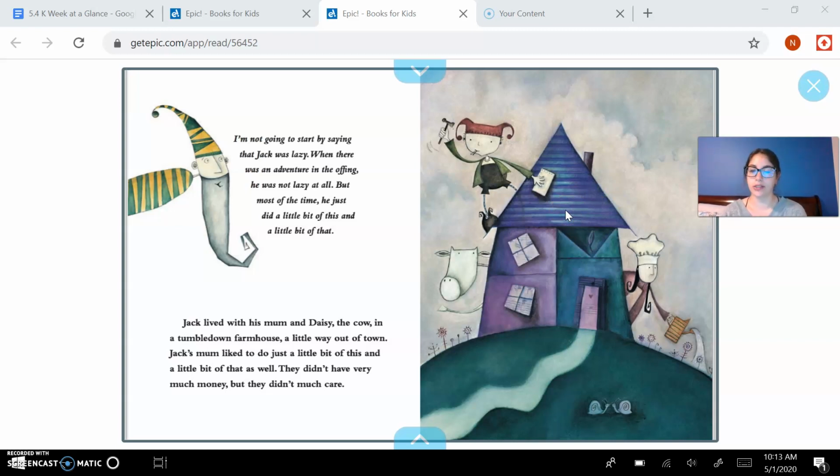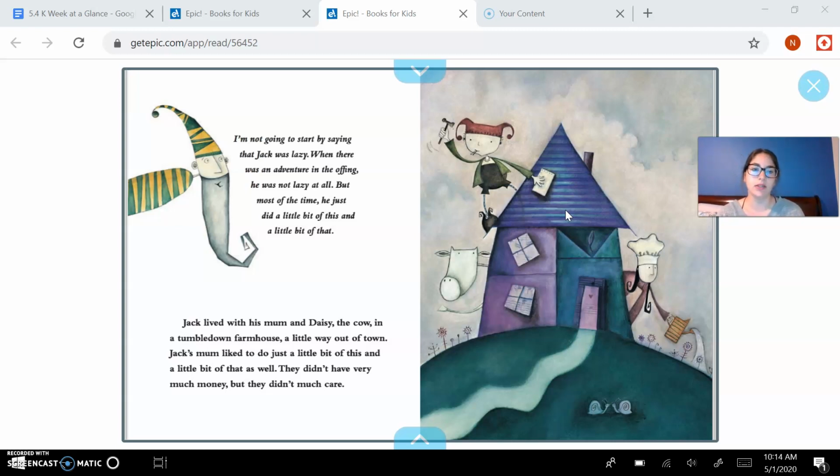I'm not going to start by saying that Jack was lazy. When there was an adventure in the offing, he was not lazy at all. But most of the time, he just did a little bit of this and a little bit of that.